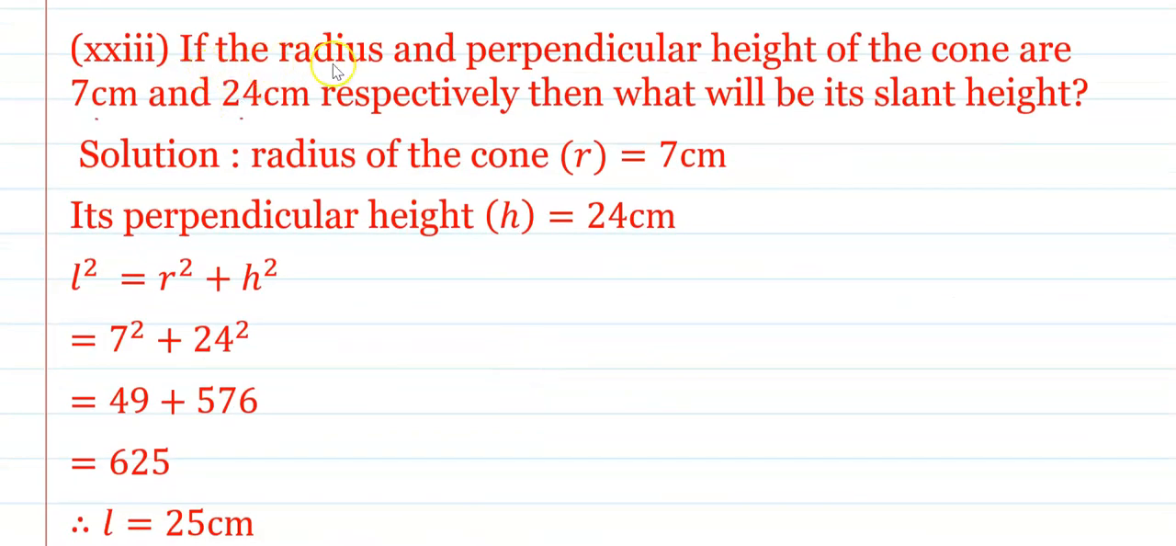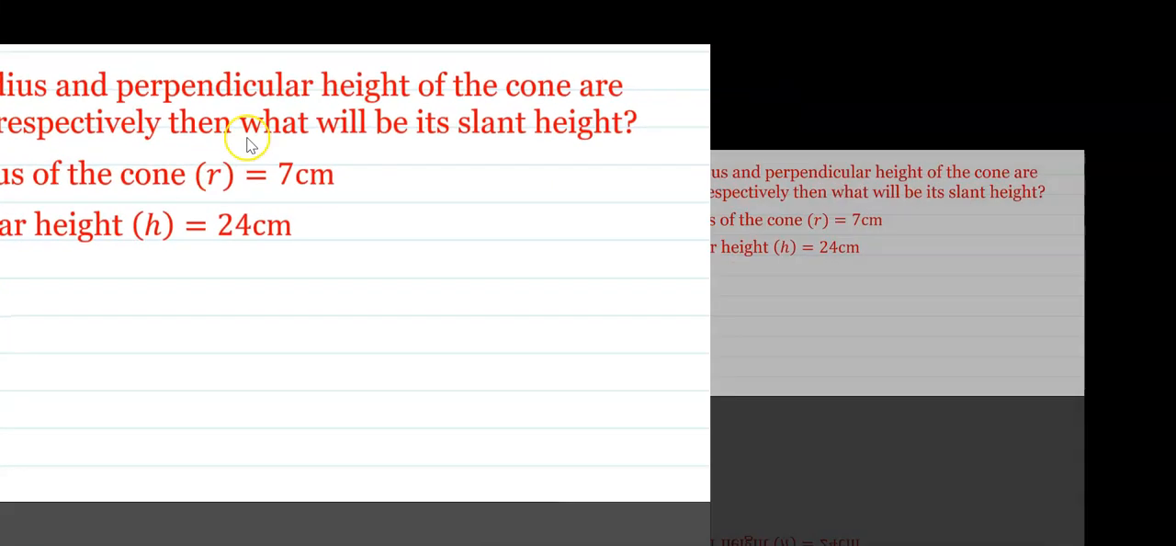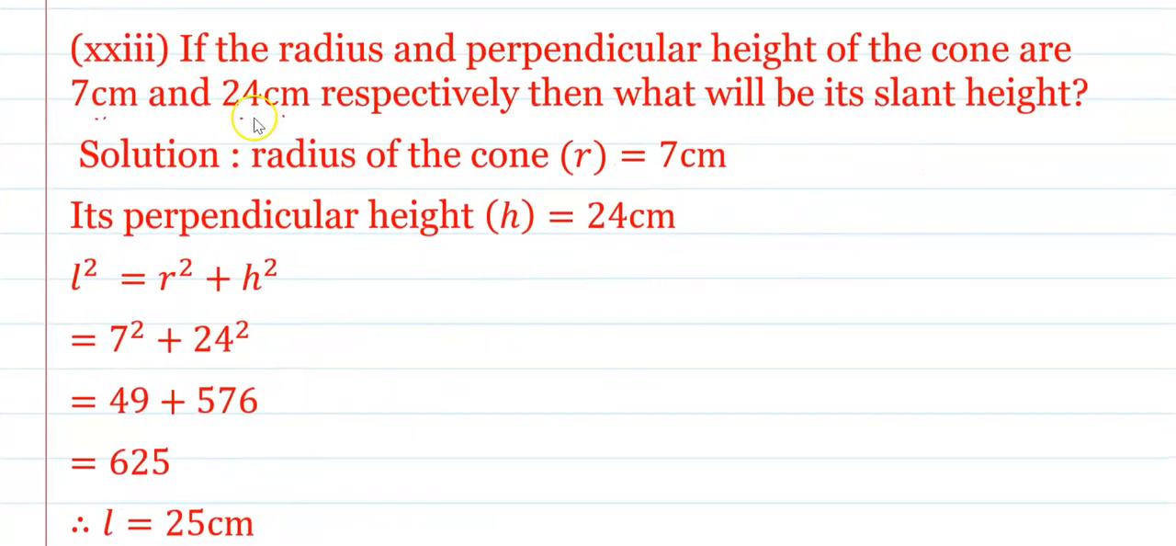If the radius and perpendicular height of the cone are 7 centimeter and 24 centimeter respectively, radius is 7, perpendicular height h is 24 centimeter, then what will be the slant height? Means what? L. R is given as 7 centimeter. Perpendicular height means what? H is 24 centimeter.